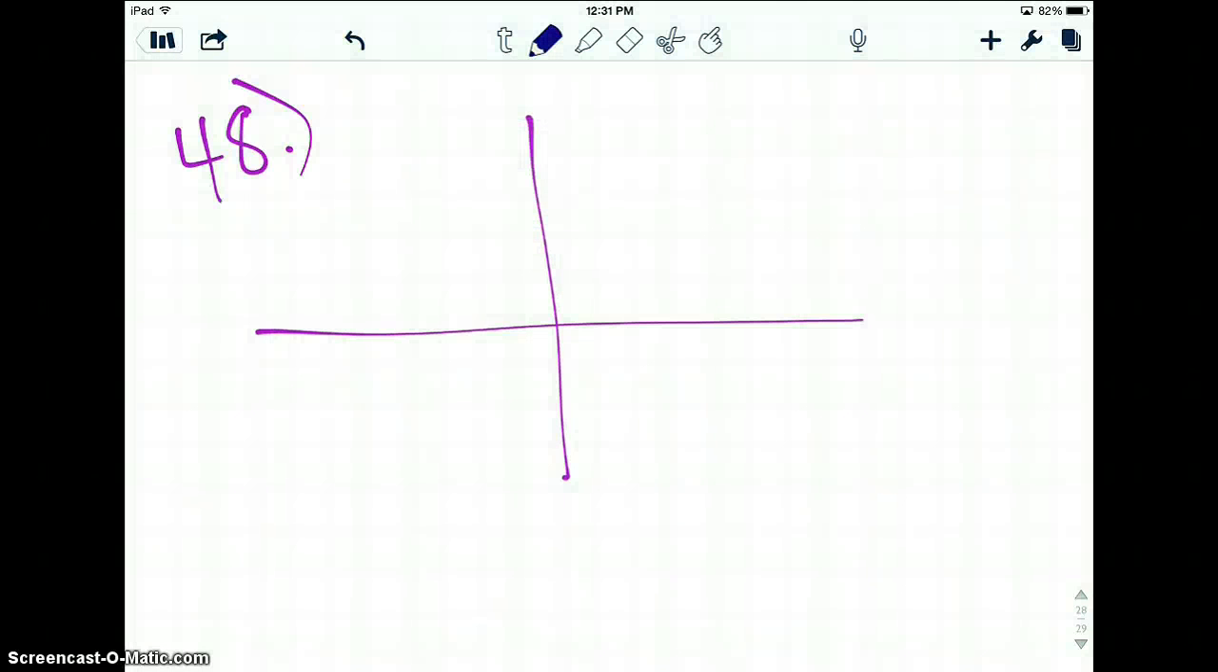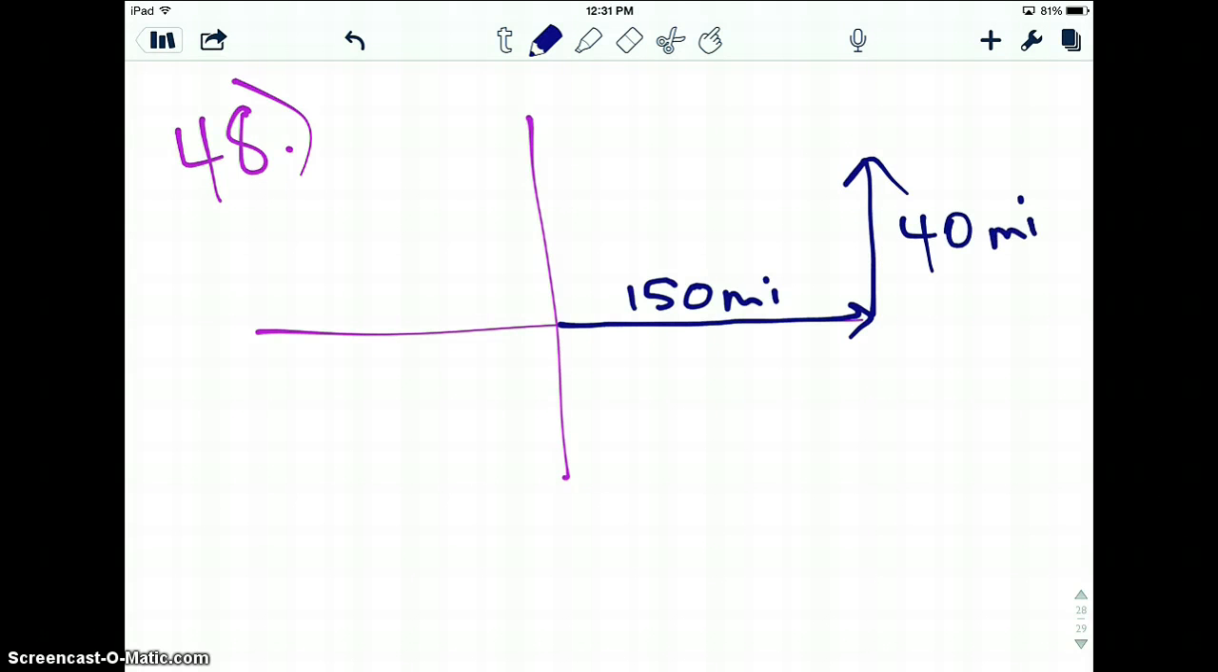A fishing boat leaves its home port and travels 150 miles directly east. Oh, it left home. Bye-bye. 150 miles east. It then changes course and travels 40 miles due north. From here, it goes 40 miles due north. Cha-ching, 90 degrees north. In what direction should the boat head to return to its home port? And home was at the origin.